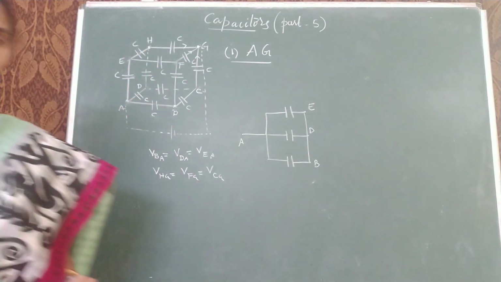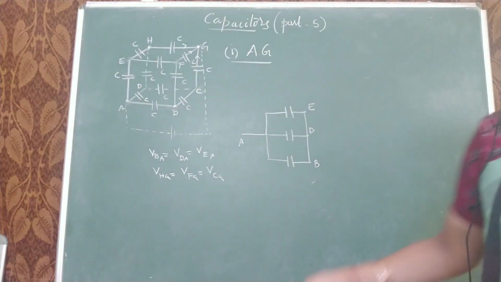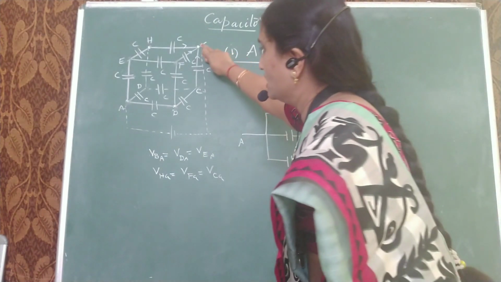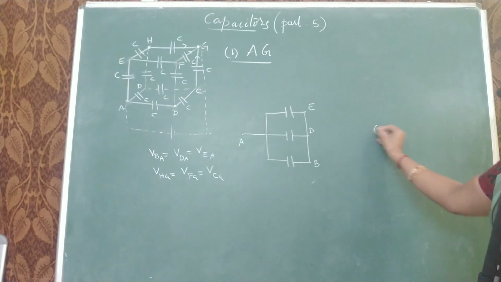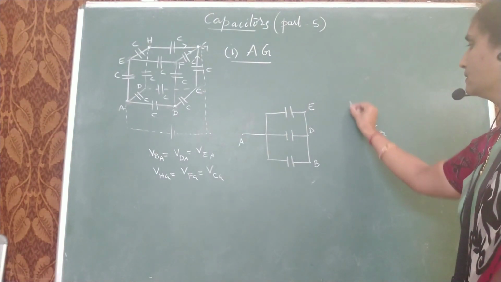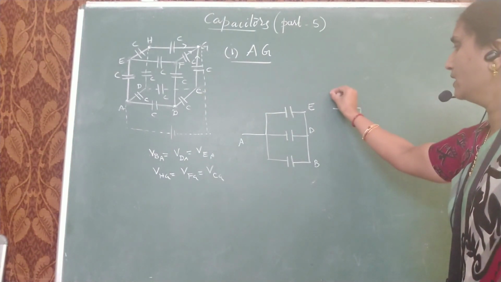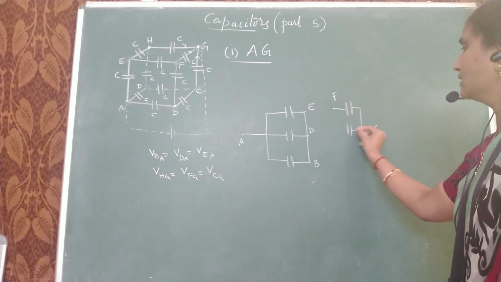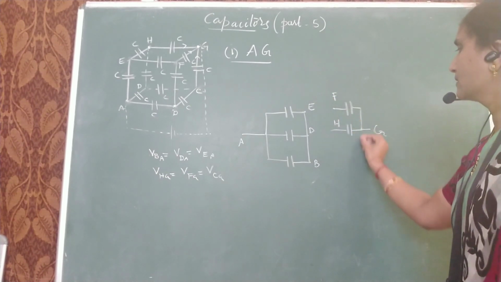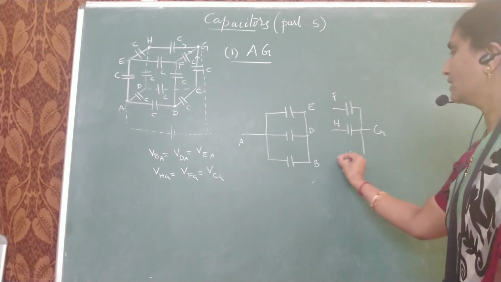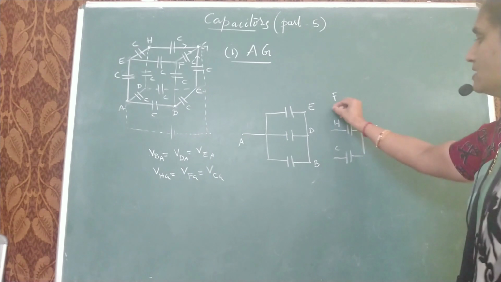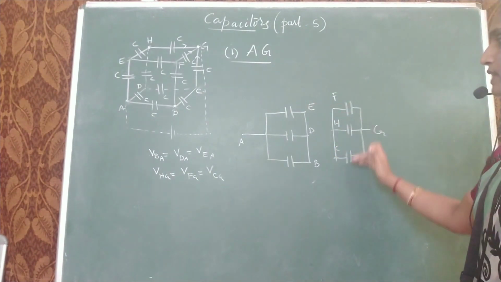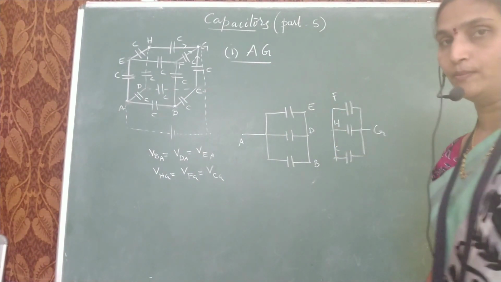Go from the other side. Okay, from G I will repeat my diagram. This G is connected to F, H and C. See, G is connected to F, H and C. Just now I told you all these three are also at same potential, just join them. See, you can clearly see all the three of them are in parallel combination.